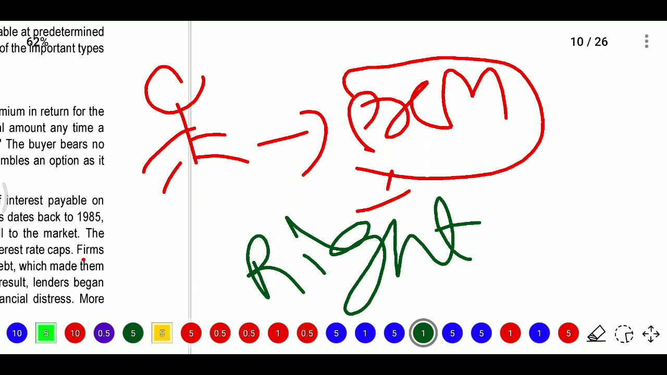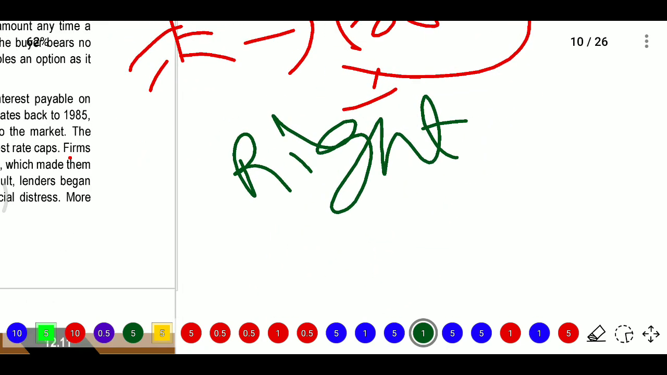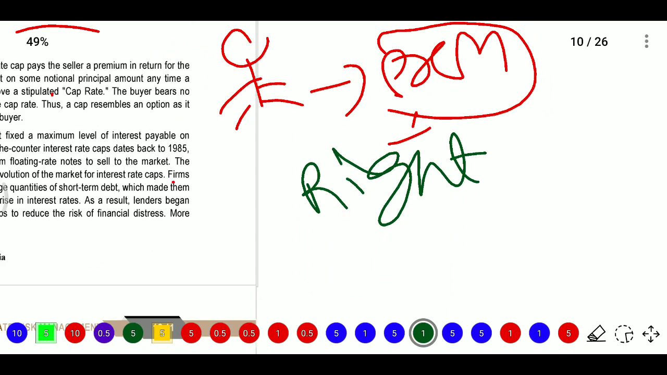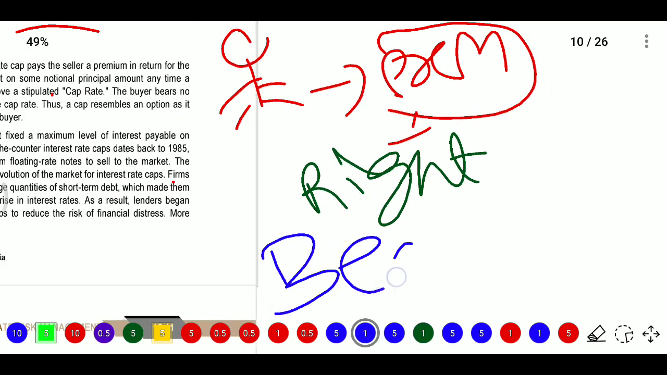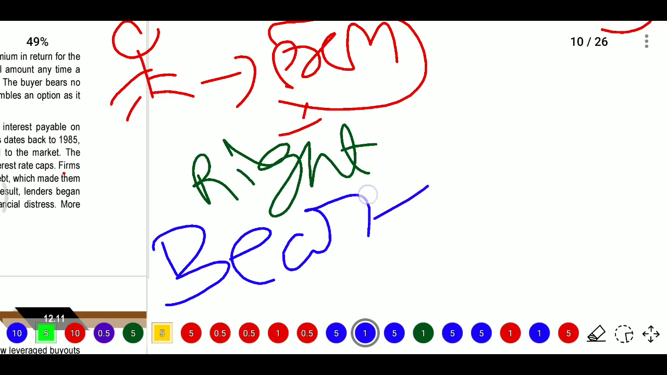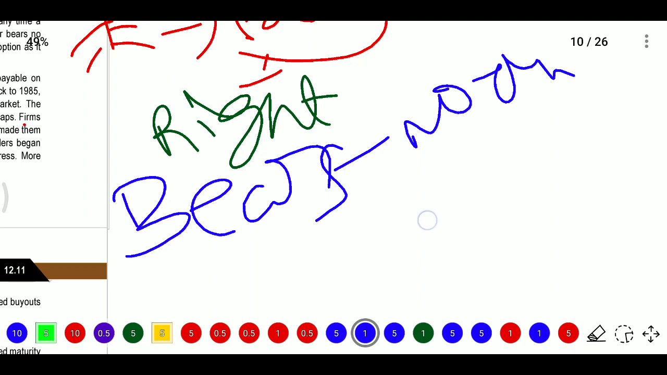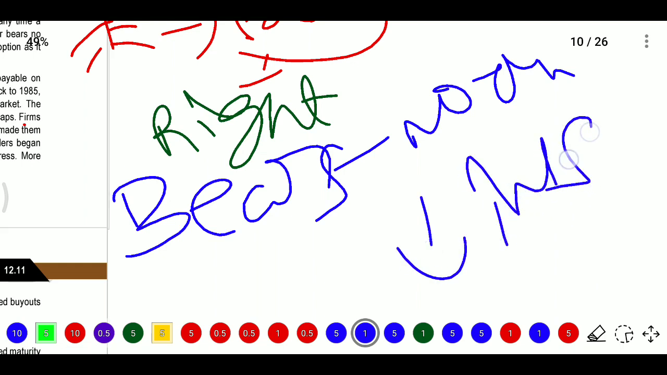So on cap rates, the buyer bears no obligation or liability. For example, if the interest rate falls, the buyer will not bear any loss. The cap resembles an option as it represents a right rather than an obligation.